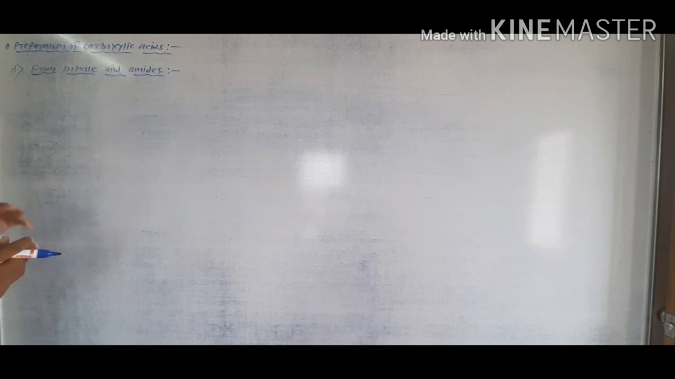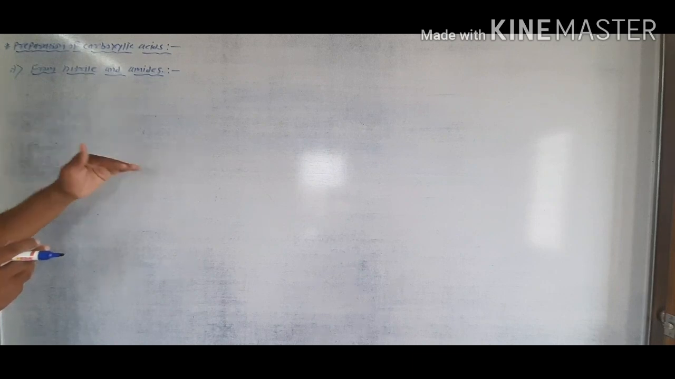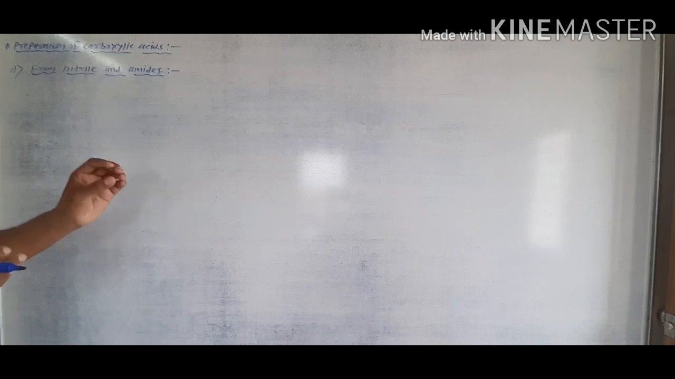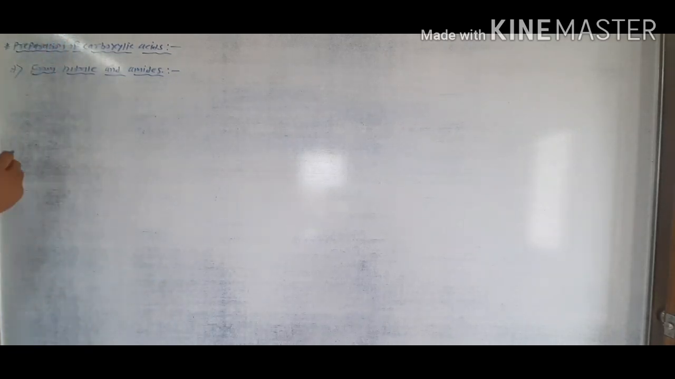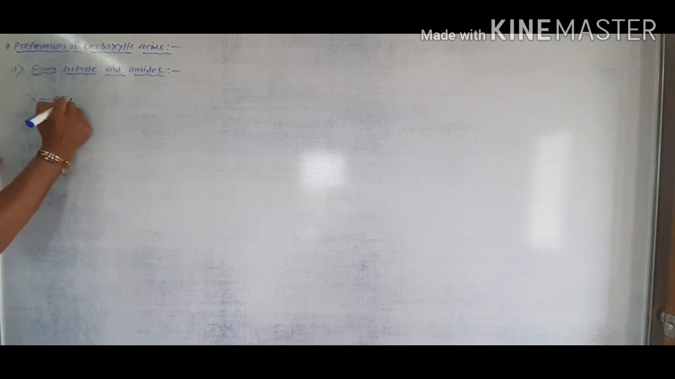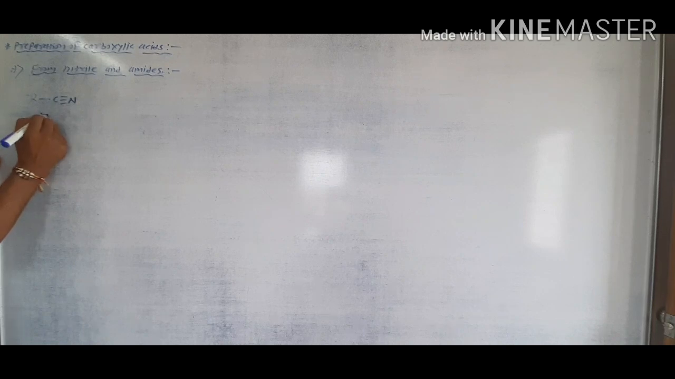The first method is the preparation of carboxylic acid from nitriles and amides. The alkyl nitriles and aryl nitriles are hydrolyzed to give the amides, and amides are further hydrolyzed to give the carboxylic acid. For example, the general example is C triple bond N, which is an alkyl nitrile.